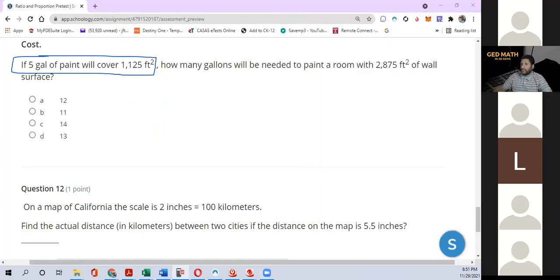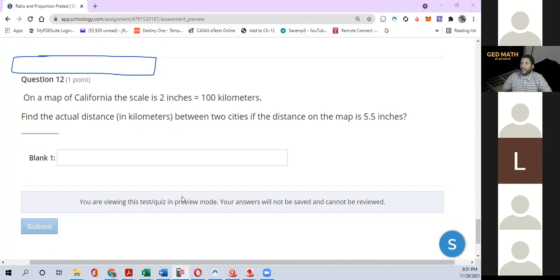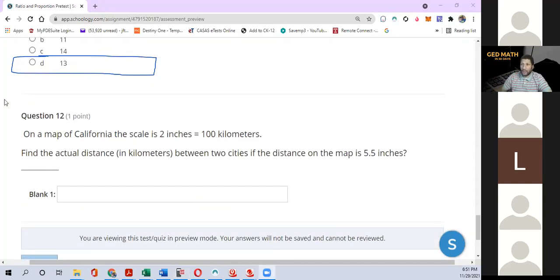Okay? Same thing here. On a map of California, the scale is 2 inches equal 100 kilometers. I had a student send me an email on this problem. She said, what's a kilometer? Now, you should know what a kilometer is, metric system, but that's okay. It's fine.